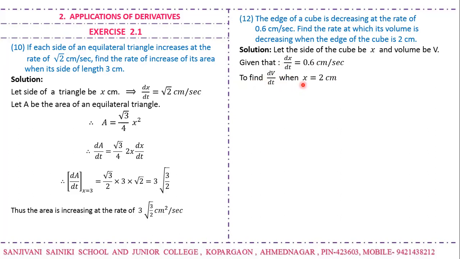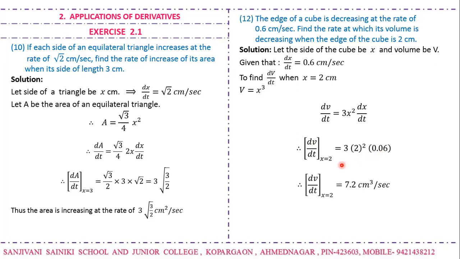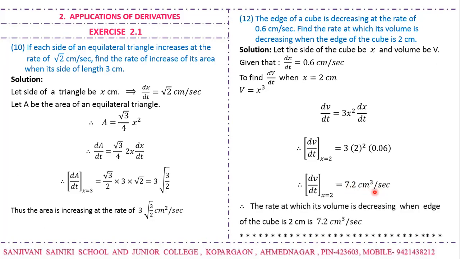Now to find dv by dt when x is equal to 2, what is the volume of the cube? It is x cube. Differentiate with respect to t, 3x square dx by dt. Then what is the rate of change of the volume at x is equal to 2? It is 3 into 2 square into 0.6. So dv by dt at x is equal to 2 is 7.2 centimeter cube per second. That means the rate at which its volume is decreasing is 7.2 centimeter cube per second.